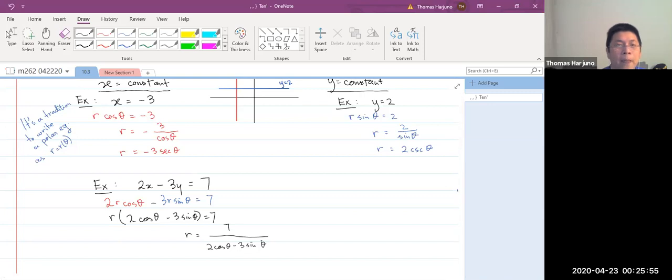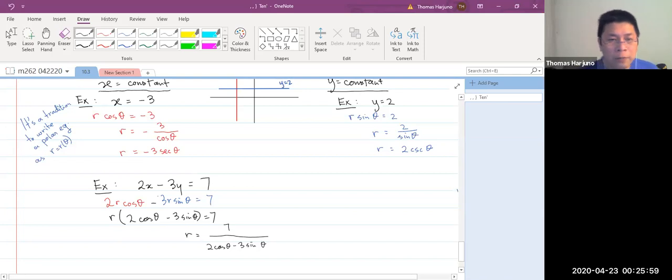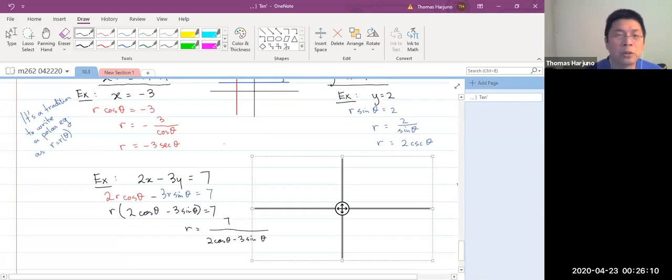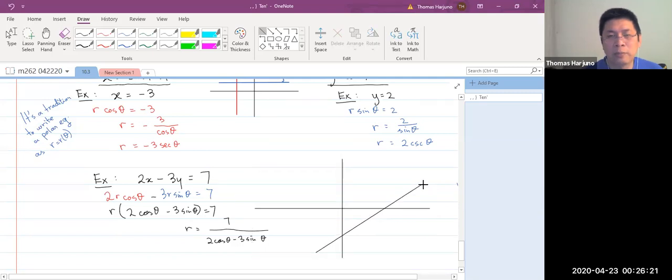Now actually we can go on a bit further from there, but I prefer to show you something else that you don't expect. It has a lot to do with interpretation though. Let's try to sketch this graph here, 2x minus 3y equals 7. It looks like this approximately. That's what it looks like.